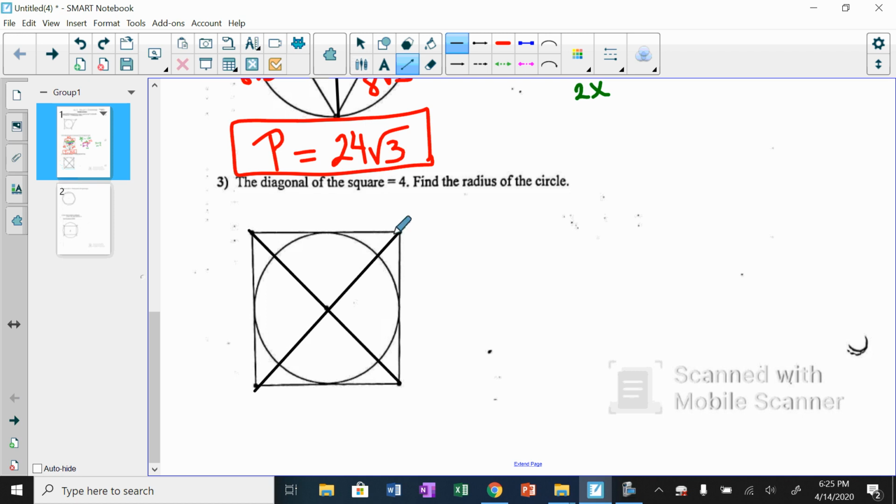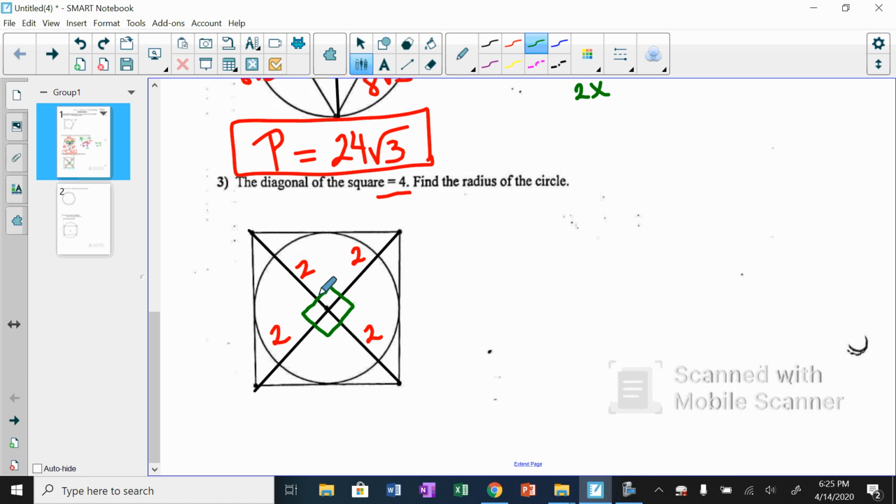Now we know in a square, all the sides are congruent. We also know that the diagonals are congruent, and the diagonals bisect each other. So if one diagonal is 4, each part of them has to be 2. Okay, what else do we know? We know in a square, the diagonals are perpendicular to each other.